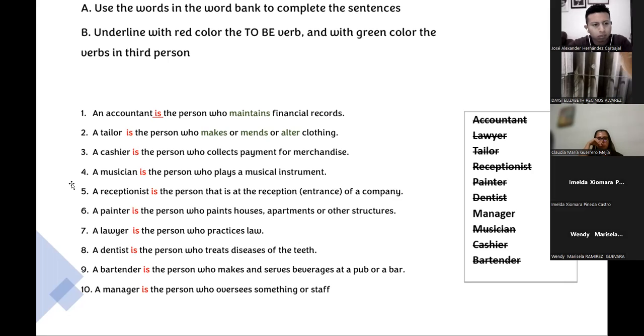Thank you. And Imelda, number five. Miss Imelda. Number five. Yes. A painter is the person who paint the house, apartment, or their structure. Structure. Pero esa era número seis, ¿ok? Vaya, vamos a ver. Léame las cinco, Imelda. A reception is the person that is at the reception of a company.